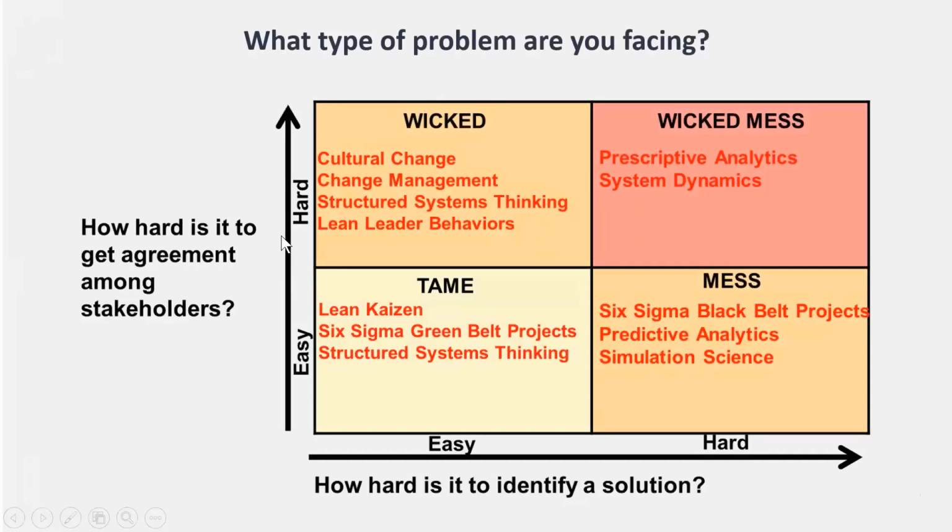So this is just a quick snapshot. But tame problems, this is where your lean Kaizen, your Six Sigma green belts, maybe some structured systems thinking come in. But as you get into wicked problems, this is more where you're trying to get everyone to sing from the same sheet of music, or to read from the same page. So things like cultural change, change management techniques, structured systems thinking that are based on collaboration, mental models, understanding the personas and how they differ, those sort of structured systems thinking tools, lean leader behaviors. These are all tools that are designed to reconcile those differences between groups.